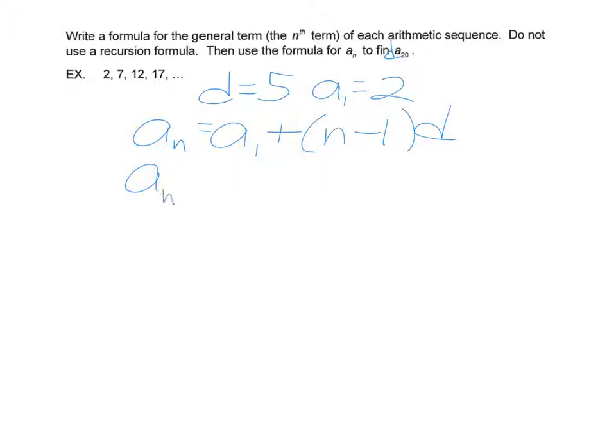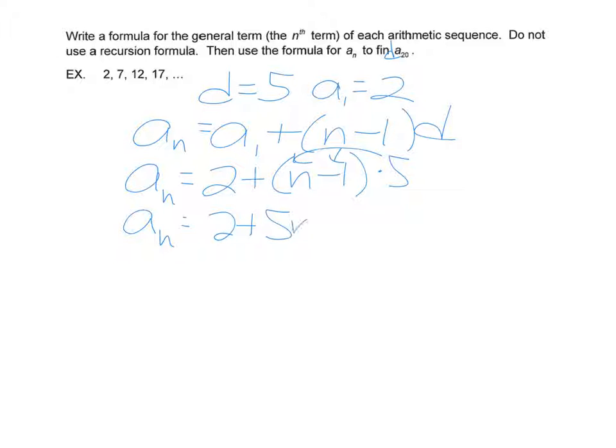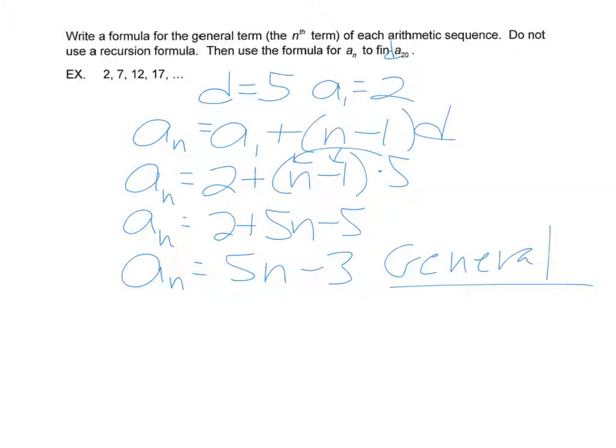So we don't know n this time, but we know the first term is 2. We don't know how many terms. We know the common difference is 5. And then we simplify that, distribute the 5. a sub n equals 2 plus 5n minus 5. So the general term is 5n minus 3. That's the general, and that will work for any n value. And then they want us to use that to find a sub 20. So a sub 20 would be 5 times 20 minus 3, which is 97.